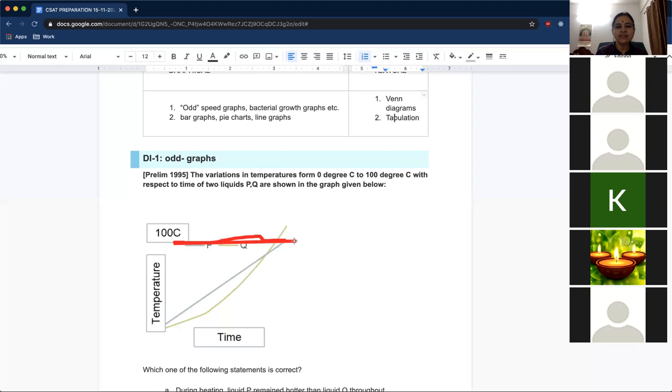Which one is reaching faster? First the yellow line comes, then the gray line comes, right? The greenish yellow line comes. Yes. That means it is reaching at a faster rate. Yeah, correct.